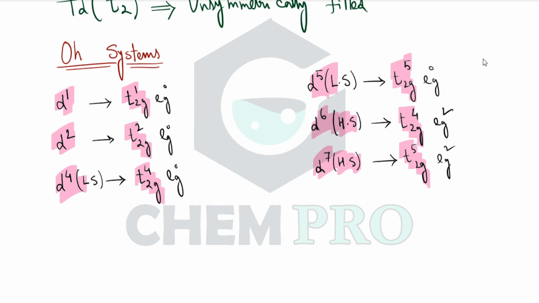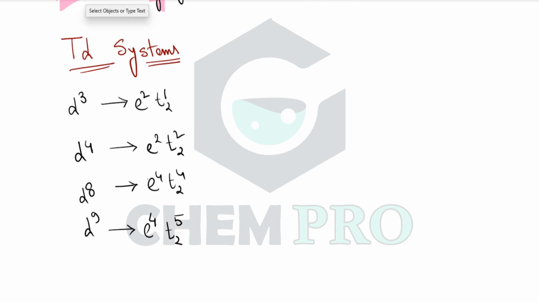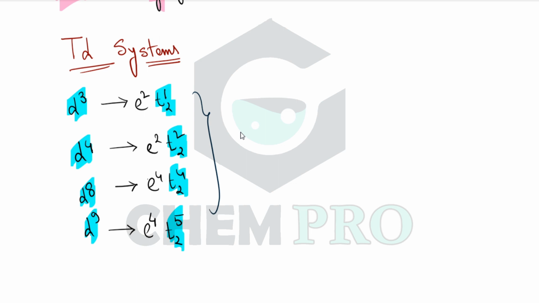So now we will check some tetrahedral systems. Here the d3 configuration has t2^1, d4 configuration has t2^2, d8 has t2^4, and d9 has t2^5. For all these configurations, the t2 is unsymmetrically filled, and for those configurations we will get the orbital contribution.